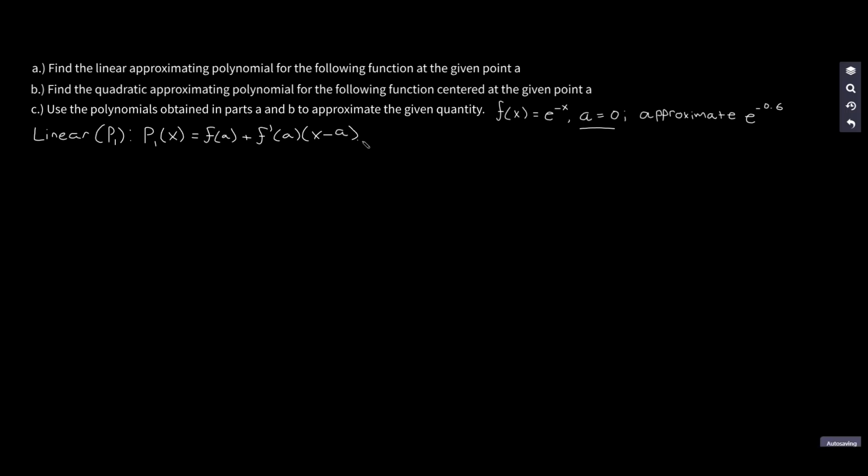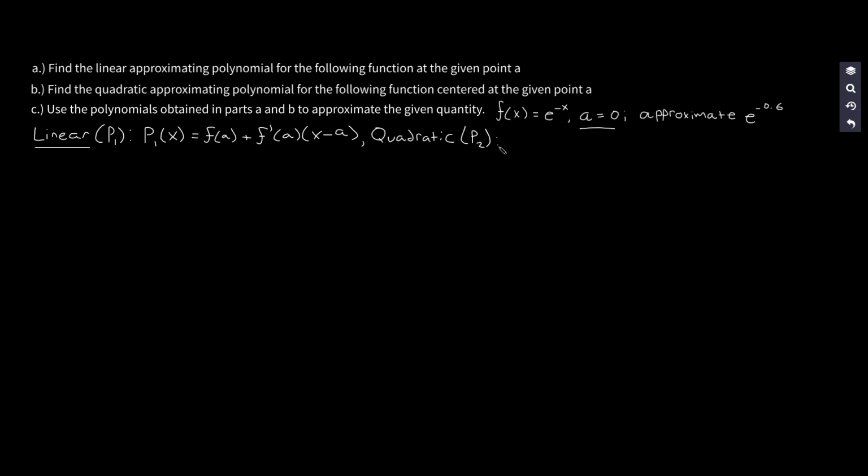All right, so that's the first formula that we need. This is the linear one. The second formula that we need is going to be the quadratic. This is going to be the quadratic for p sub 2.